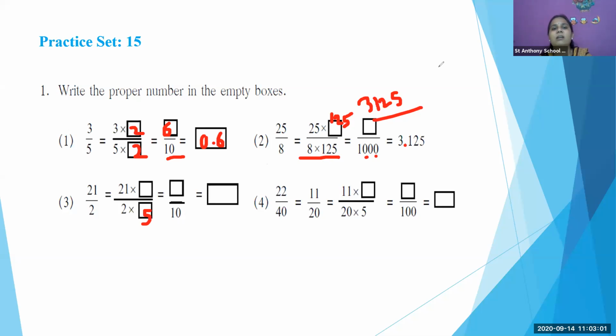Yes, Harsh has given the answer. Khushi, Siddhi, Aditya, Harsh, Gaurav, Sarthak, Simran. Very good. Asavri, Aryan. Okay.